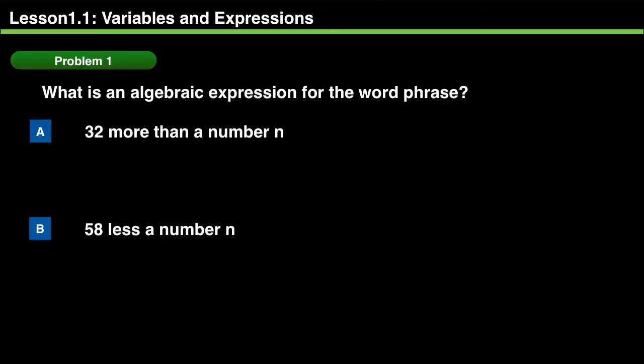Let's look at this problem. What is an algebraic expression for the word phrase 32 more than a number n? More than means which operation symbol? It is plus. So, 32 more than a number n. A number n is a variable now. So, we can write this word phrase as an algebraic expression as 32 plus n, because more than is plus, and a number n. So, this would be the algebraic expression for this word phrase.